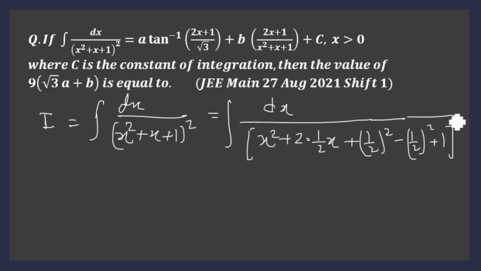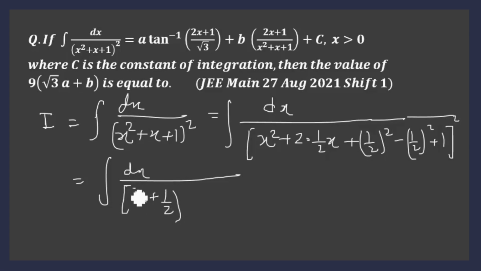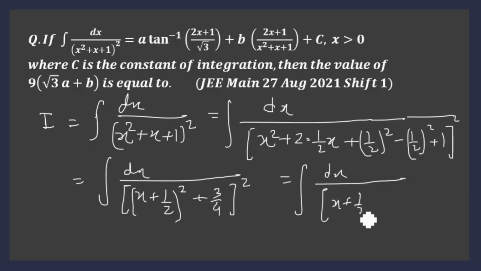Okay, so this becomes dx by, this result becomes (x plus 1 by 2) the whole square minus 1 by 4 plus 1, that is 3 by 4, the whole square. Now I can also write this as dx by (x plus 1 by 2) whole square, and 3 by 4 I can write as (root 3 by 2) the whole square, and then whole square.